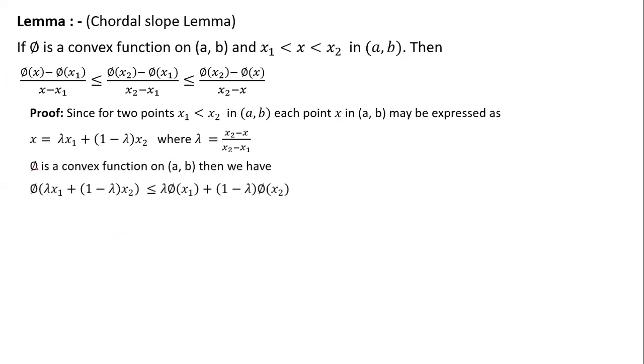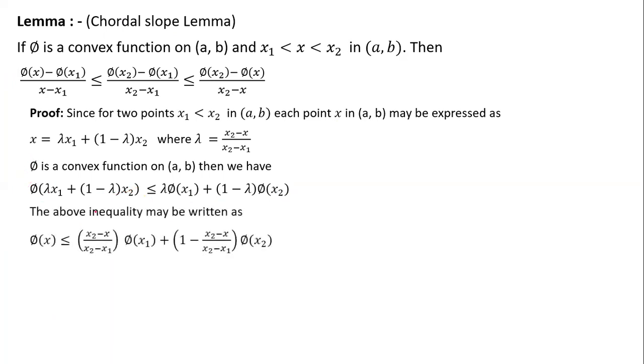As phi is a convex function, this is the condition of the convex function as we have discussed in the definition of the convex function. The above inequality may be written as, now what I have done here, I have simply written this value as x, and substituted the value of lambda, x2 minus x upon x2 minus x1, and similarly here.